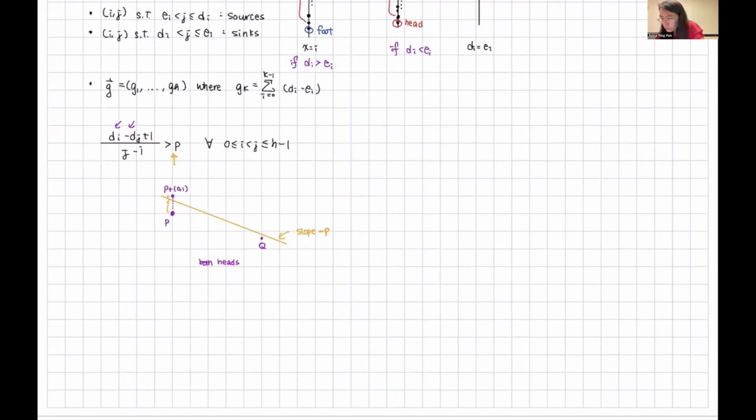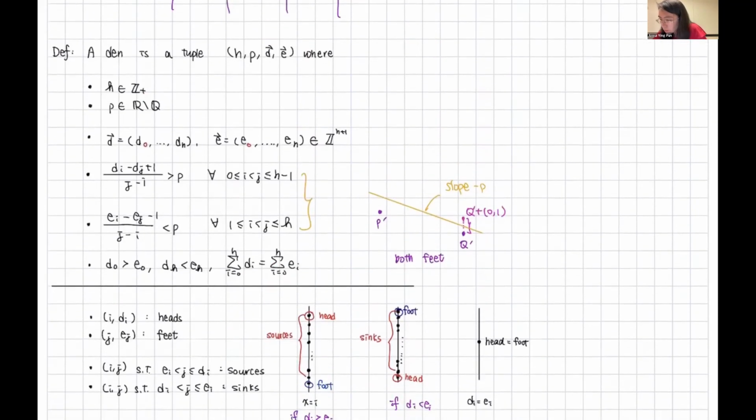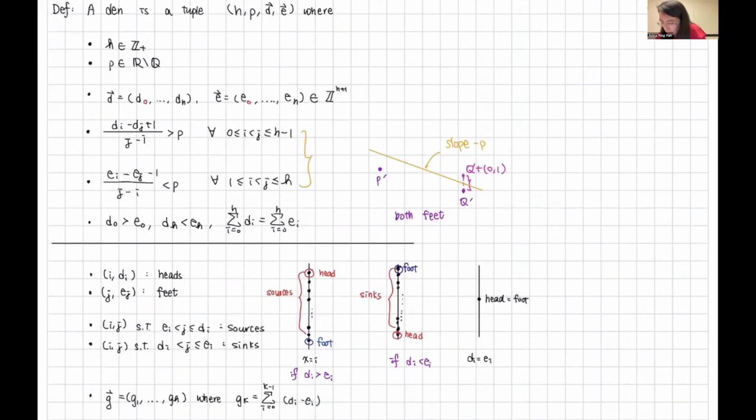So what are all these conditions talking about? This tells you that there is at least one source, because you have a head bigger than the foot, and the head is a source. And this is telling you that you have at least one sink. And this is telling you that the number of sources has to be the same as the number of sinks. Why is that?